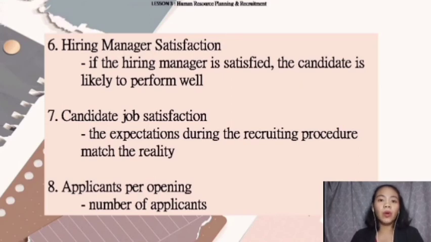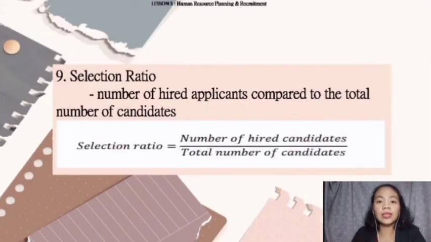Applicants per job opening or applicants per hire gauges the job's popularity. A large number of applicants could indicate a high demand for jobs in that particular area or a job description that's too broad. Then, number 9, selection ratio.